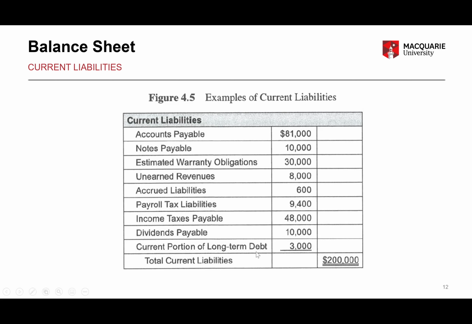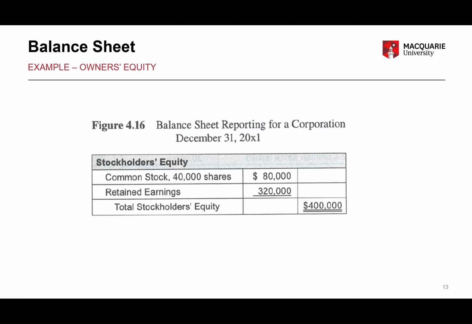So often with a long-term loan from a bank, for example, we'd normally pay that monthly, and each payment is going to be part principal and part interest. So those principal repayments that are due in the next 12 months should be classified here as a current liability, and the remaining portion of the loan would be classified as a non-current liability. All right, so you may very well see that on a company balance sheet.